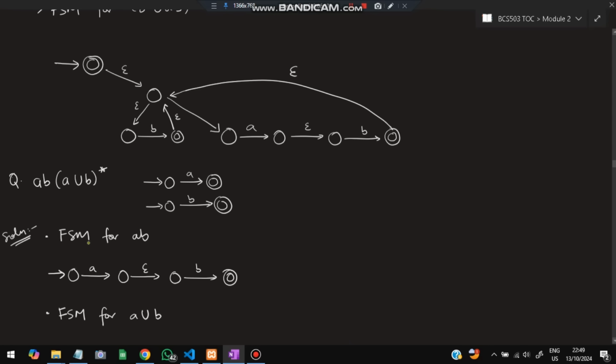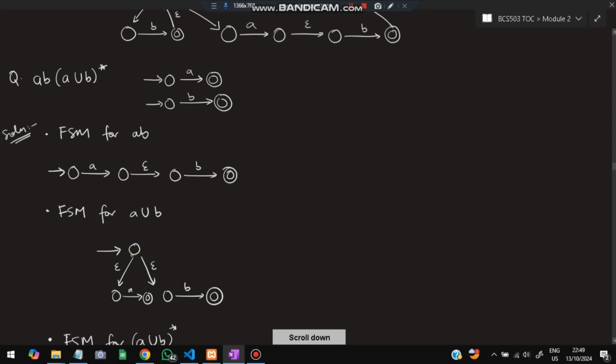Moving on to the second question, here also a similar question. AB is present here, A union B is there. First take AB, the direct AB is present here, so AB will be like this. Next is A union B. So how will A union B look? This is the starting state and here are A and B. So this whole diagram is A union B.